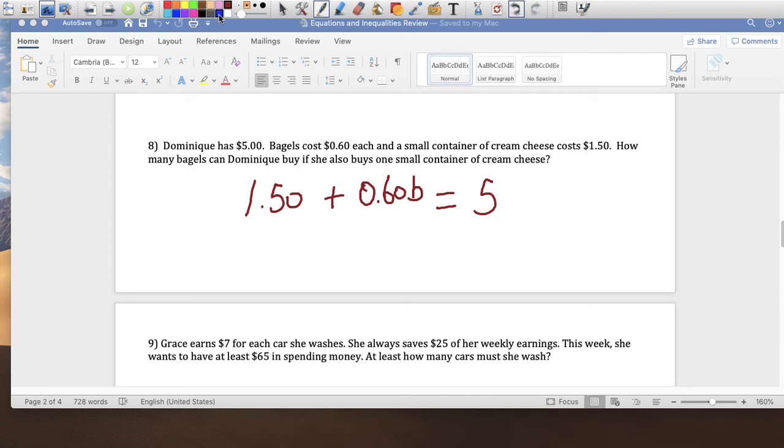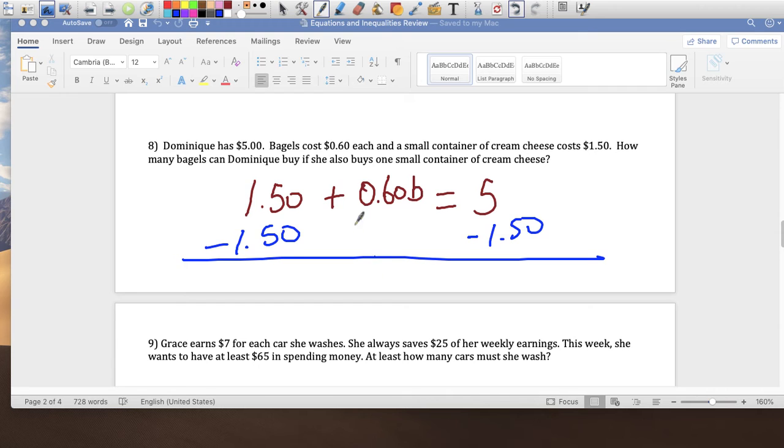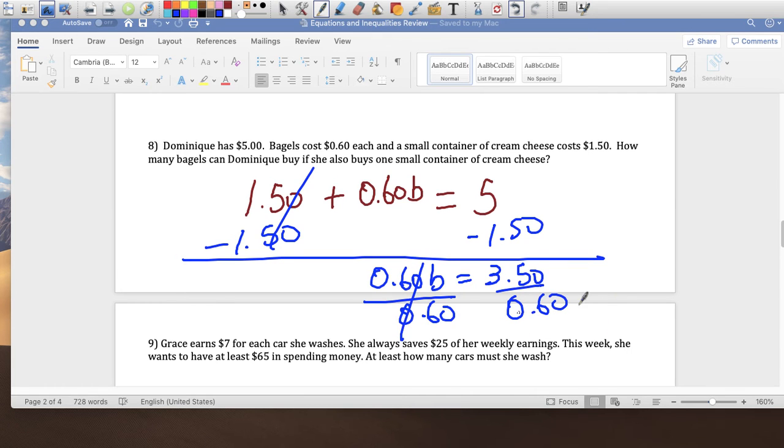Well, minus 150, minus 150. That makes sense, right? So 0.60b equals $3.50. So after you pay for the cream cheese, you have $3.50. Now you want to see how many bagels you can buy. And I'm going to divide this by 0.60. Divide this by 0.60. That crosses out.